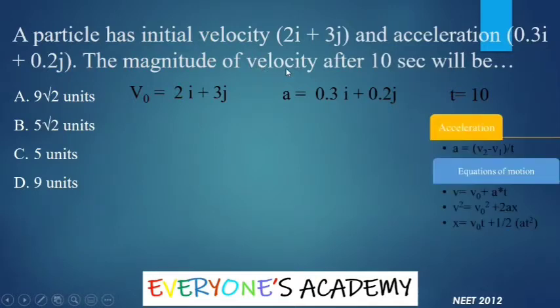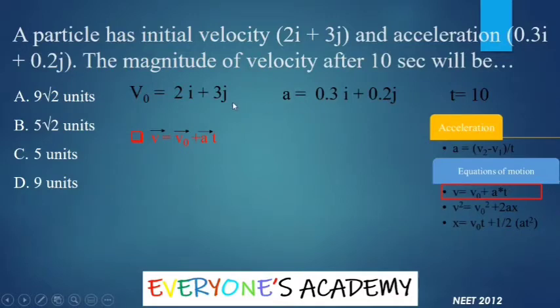We need to find out the velocity after 10 seconds. That means we can use the equation of motion for accelerated motions. The first equation of motion is suitable here because we know initial velocity, acceleration and time. We need to find out the final velocity. So we will use this equation, in its vector form. So it is vector v equal to vector v0 plus vector a t.